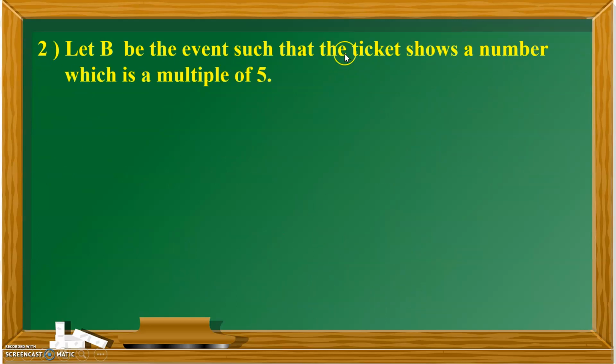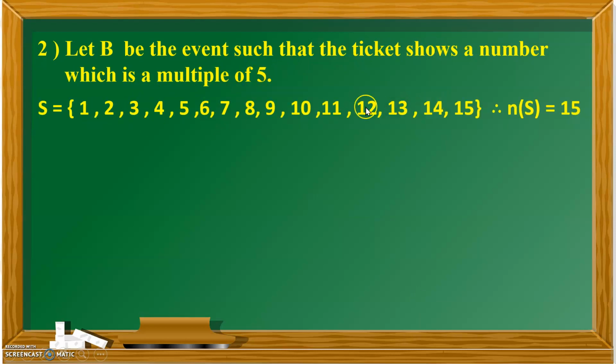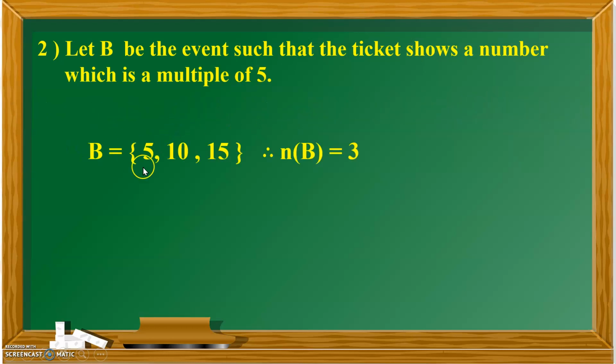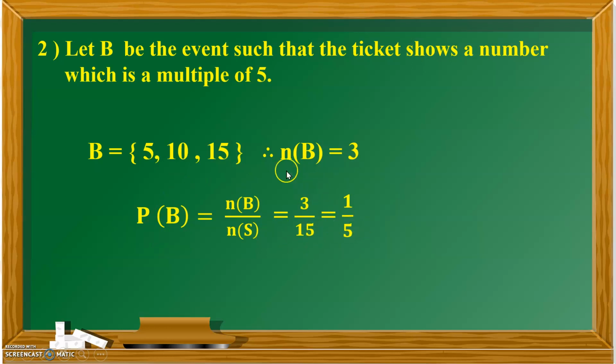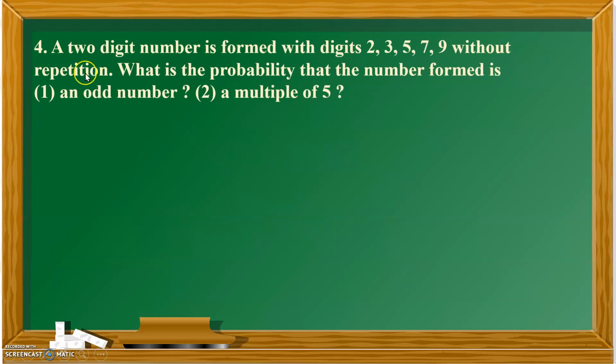Let's take the next event. Let B be the event such that the ticket shows a number which is a multiple of 5. Which are the multiples of 5? 5, 10 and 15. You don't have to write the sample space again. So we write B as 5, 10, 15 and n of B will be 3. So P of B will be n of B upon n of S, equal to 3 upon 15, and you have to reduce it to 1 upon 5. So we finish with the third question. Let's go to the fourth question now.